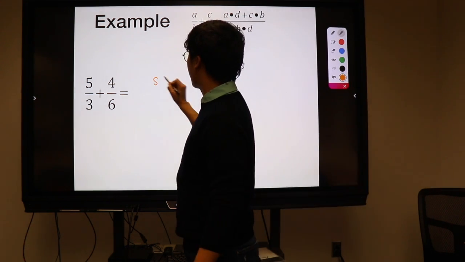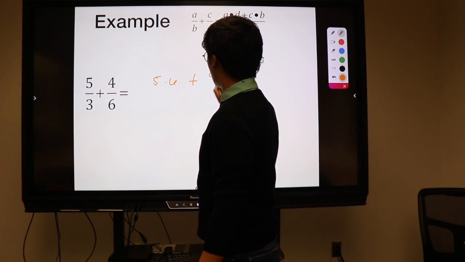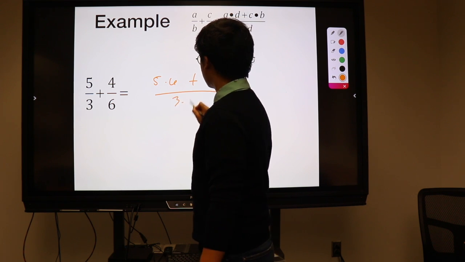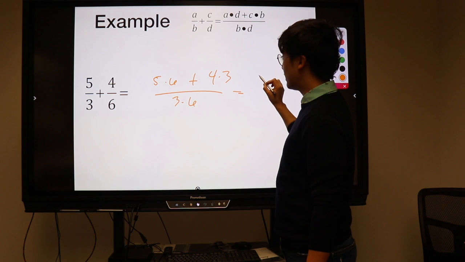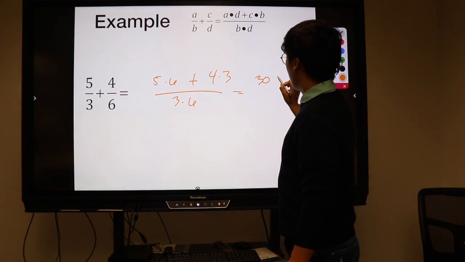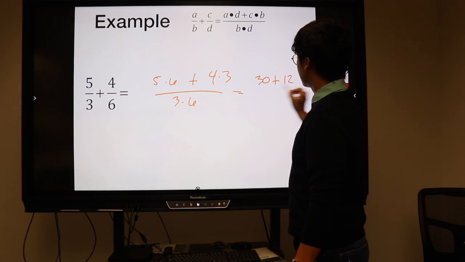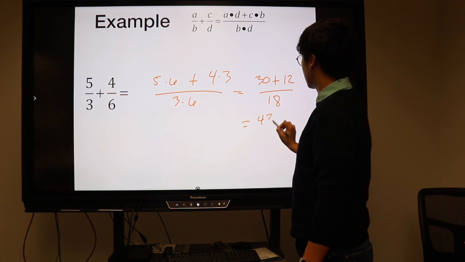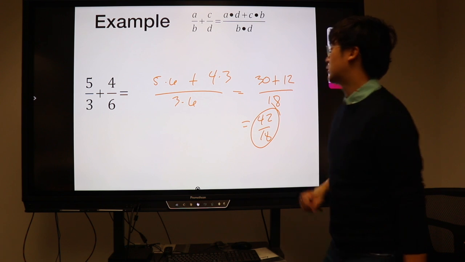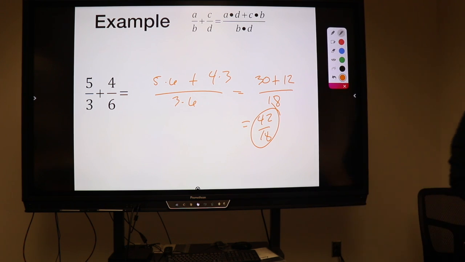So I'm going to multiply 5 and 6, right, and 4 and 3, and 3 and 6. Which is, 5 and 6 is 30, 4 and 3 is 12, 42, 3 and 6 is 18. 42 over 18. I multiplied it differently, I thought it was 2, and I did 3.